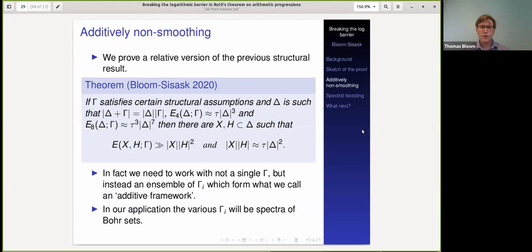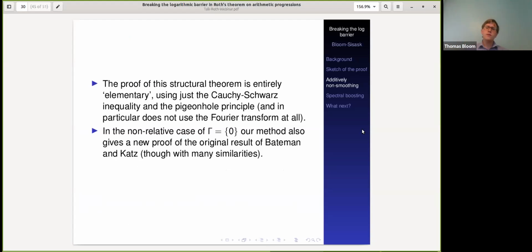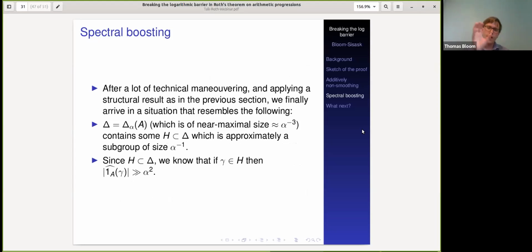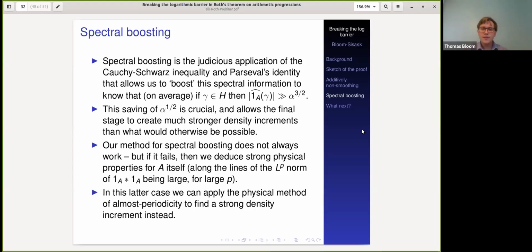Okay, so instead we use spectral boosting. And again, the techniques involved are purely elementary. So it's the Cauchy-Schwarz inequality, Parseval's identity, and a little bit of pigeonholing that basically allow us to boost the spectral information. So again, naively, if something's in H, then we know that the size of the Fourier coefficient is alpha squared. And instead, basically, we can say that if something is in H, then on average, the Fourier coefficient is actually larger than we expect. It's actually alpha to the 3/2. This saving of alpha to the 1/2 is really crucial, it's completely necessary to get this to work in the integers at all.